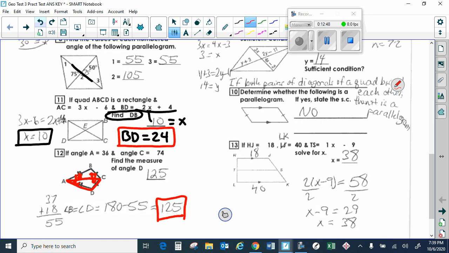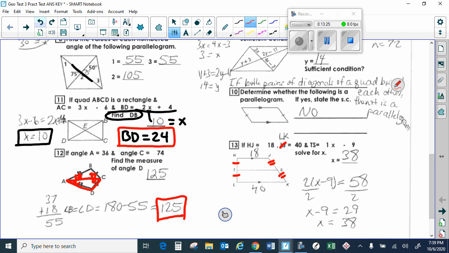13. Okay, remember we have a trapezoid, and it says HJ is 18. LK is supposed to be, so cross that on yours, LK is supposed to be 40, and TS equals x minus 9. Now, what I should have had on here is I should have told you that T and S were midpoints. Okay, so that equals that, and that equals that. Okay, so now we know segment TS is a mid segment.